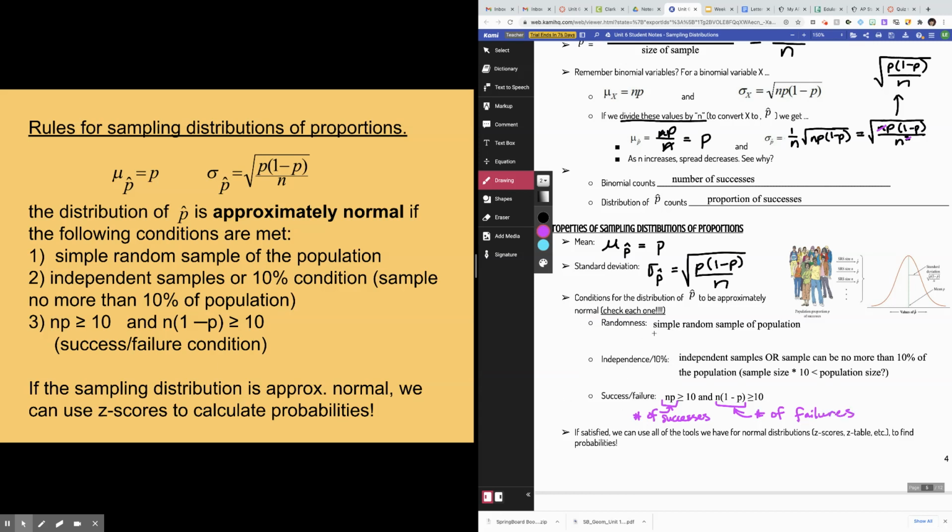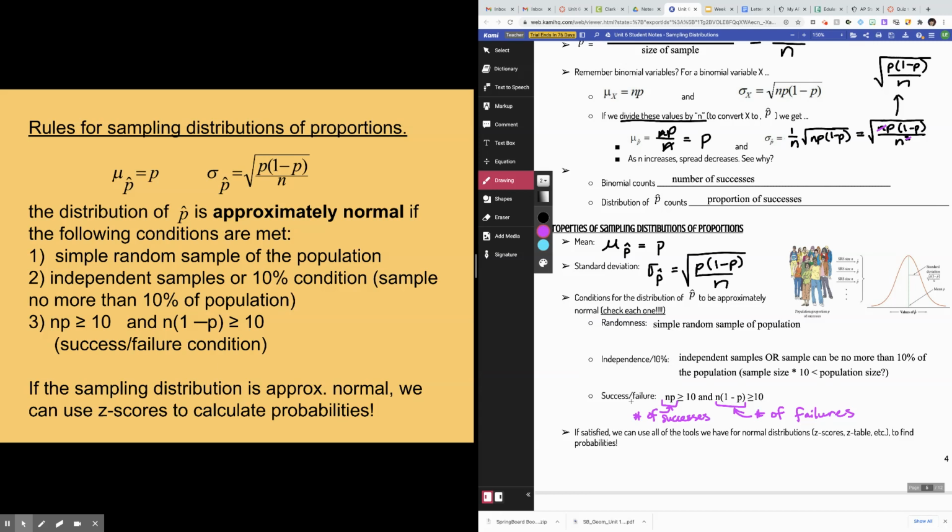So the randomness condition is kind of self-explanatory. The independence or 10% condition, essentially what you're asking is, is my sample small enough? And then the success-failure condition is asking, is my sample big enough? So the independence 10% condition gives you the top cap of what your sample size can be, and your success-failure is your low cap. It can't go below that.